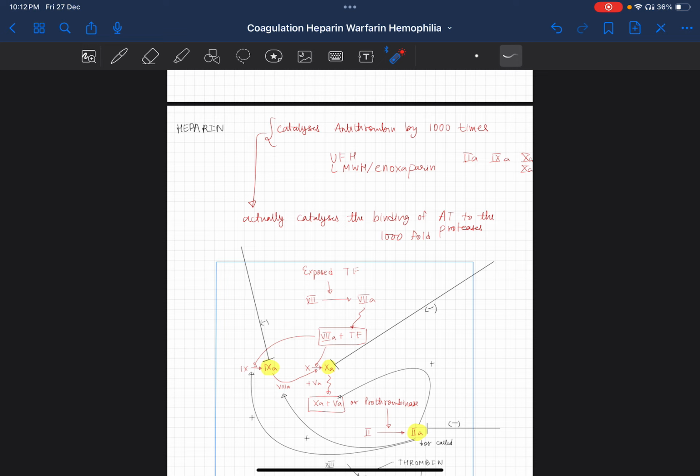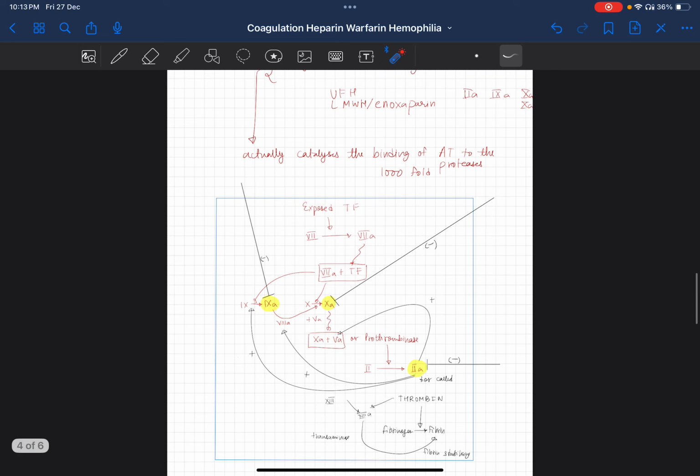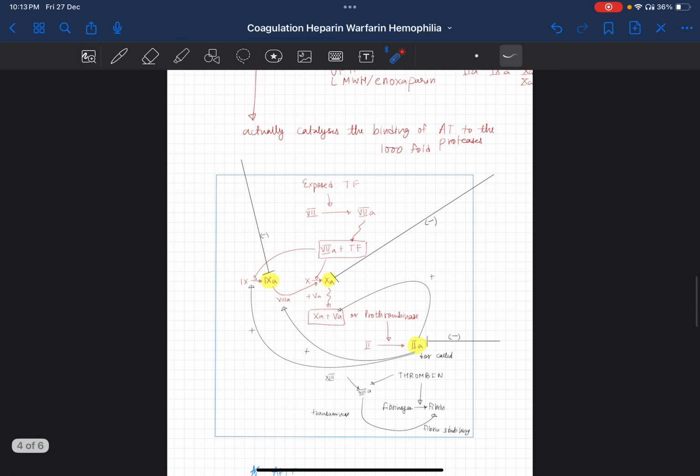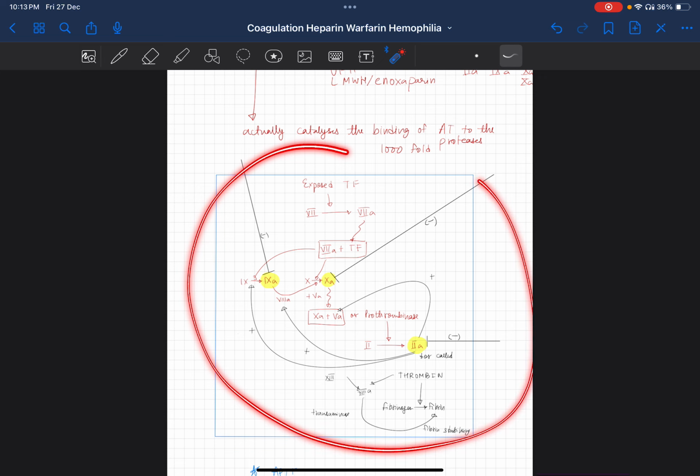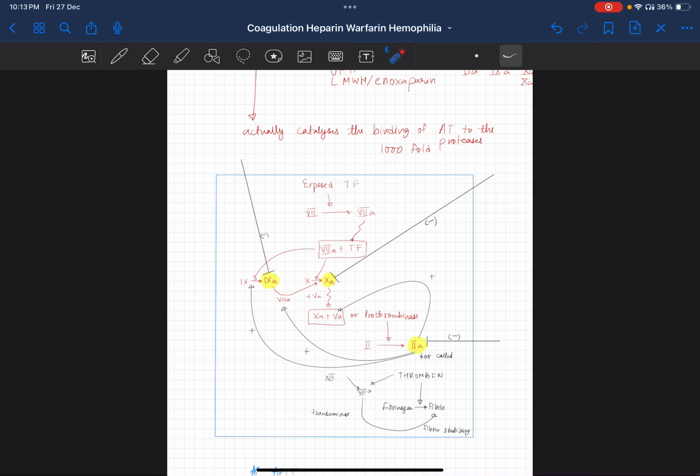How? It will help the antithrombin to bind to your 2, 9, 10, whatever factors, better, more fastly. By how much? By more than 1,000 times. So, clotting will not happen. All the clots will go away. So, heparin is an anticoagulant. Here you can see the mechanism of action in that entire process.